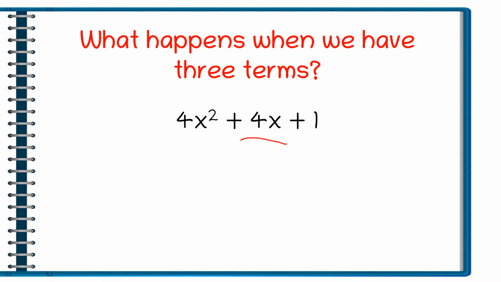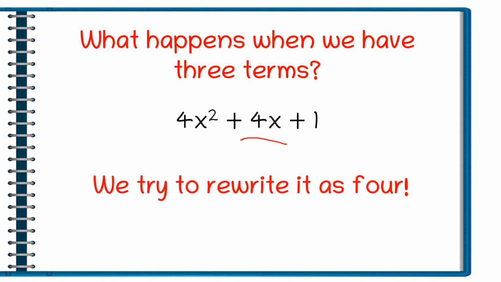So what happens when you only have 3 terms in the quadratic? Well, when we have 3 terms, our goal is to try to write it as 4 instead.